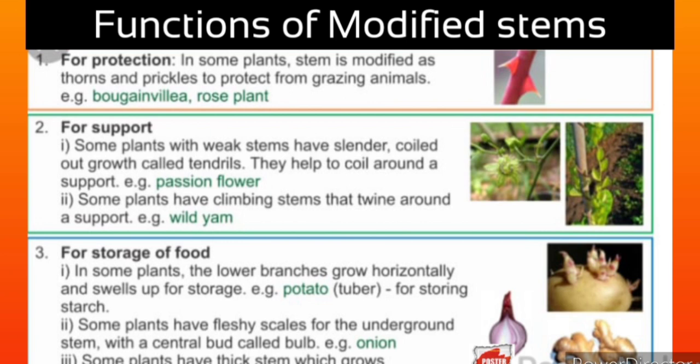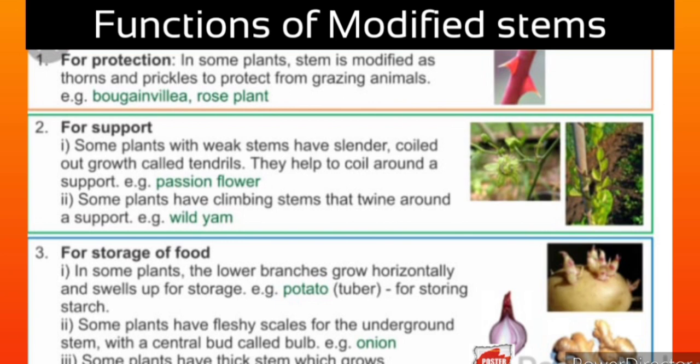Then the second one is for support. Some plants with weak stems have slender coiled outgrowths called tendrils. They help to coil around a support. For example, a passion flower. Some plants have climbing stems which twine around for support. For example, the wild yam.